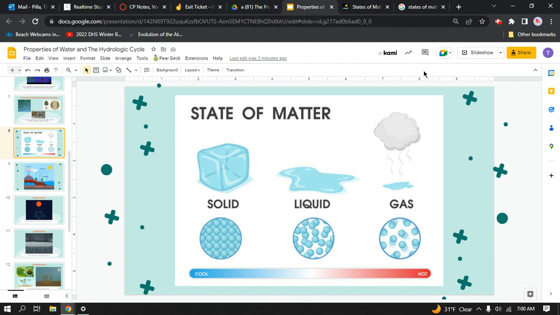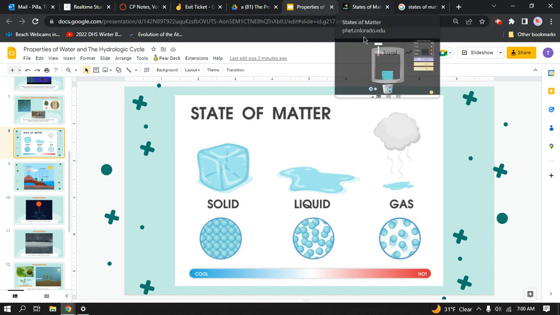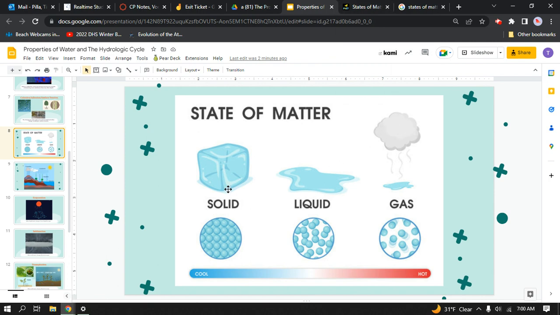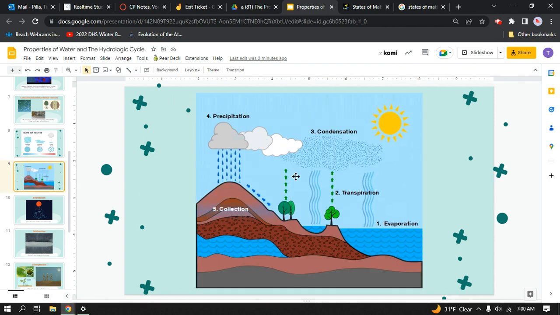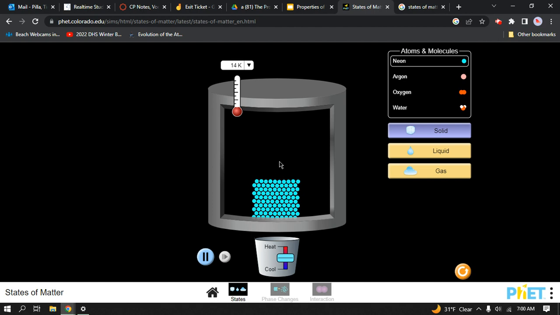Water can exist in three states: liquid, solid, and gas. The hydrologic cycle depends on the change of phase between liquids, solids, and gases. Evaporation clearly goes from a liquid to a gas. Condensation is when the gas pretty much turns back into a liquid, and precipitation rains back down onto the earth, turning back into a liquid. If there is a very cold place, then there will be ice, so it will change to a solid after it freezes. Now, this simulation is nice.